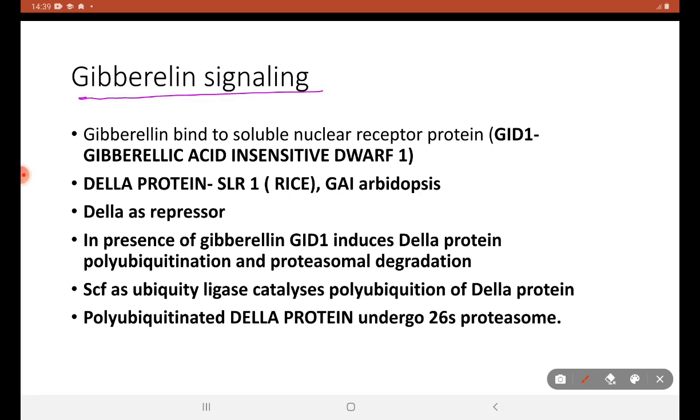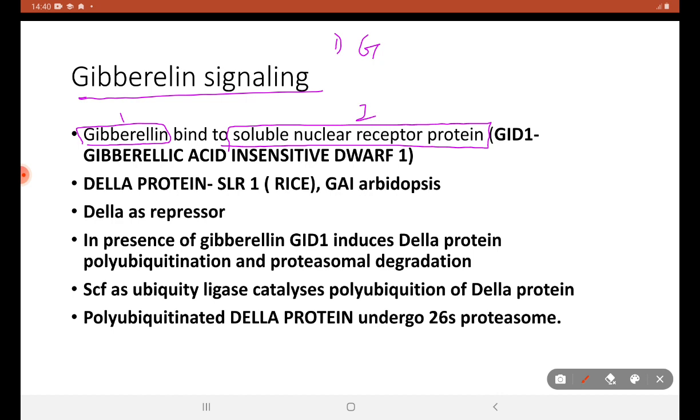First of all, we will see what the components of signaling are. In the signaling pathway, what components are needed? The first component is the hormone itself, that is gibberellin, component number 1. The second component is the soluble nuclear receptor protein, that is GID1.